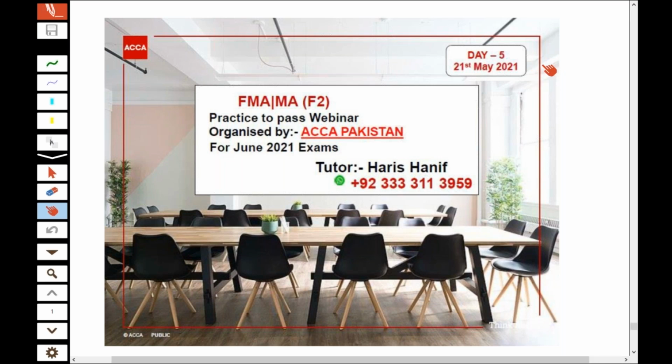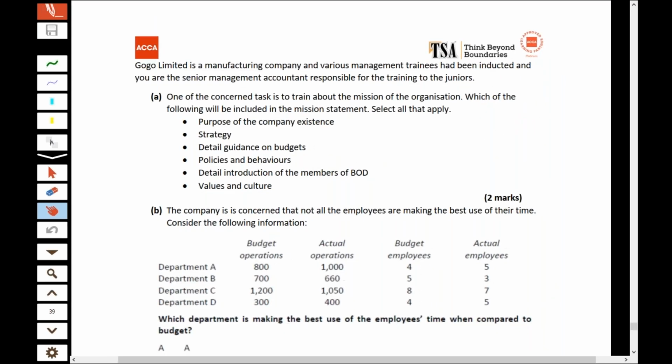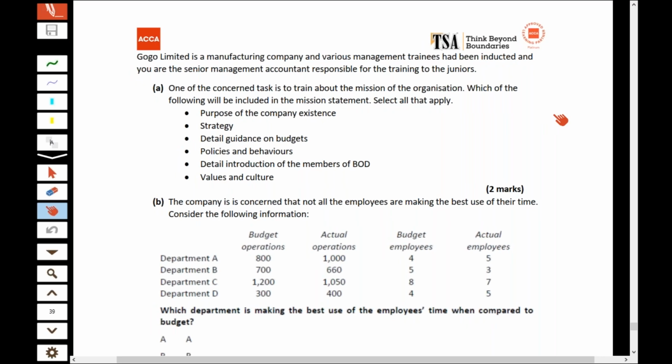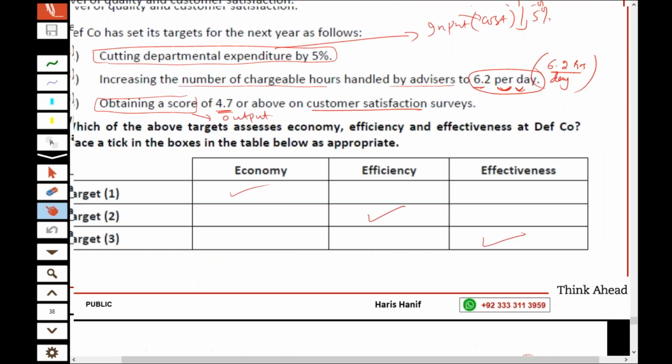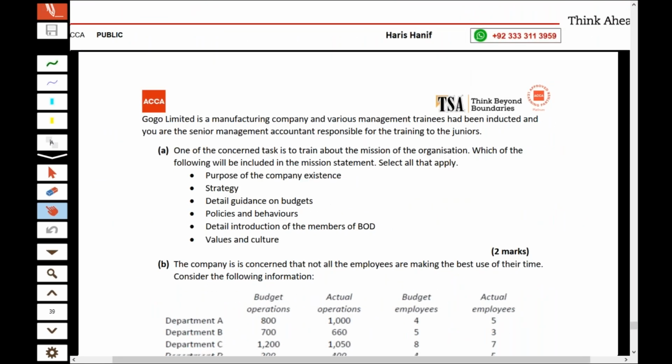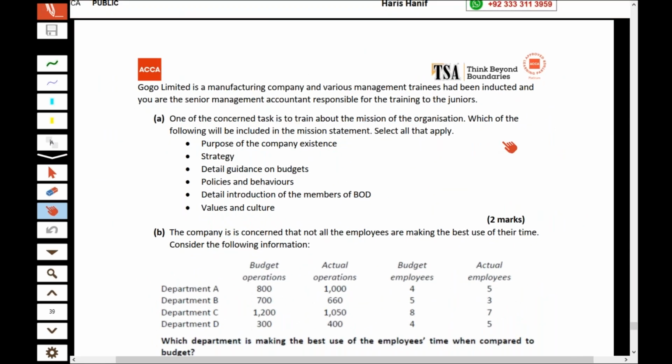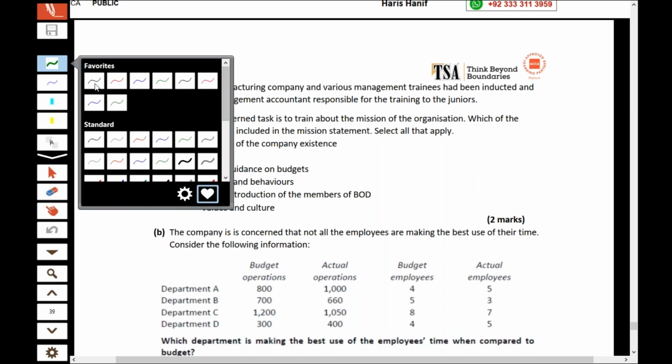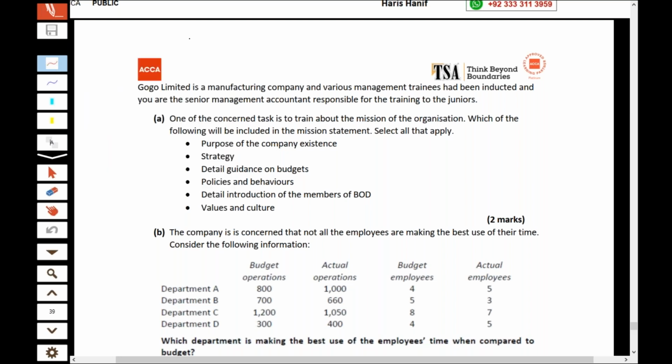Yesterday, on day 4, a case-based OTQ was remaining, and I gave you this OTQ as an assignment. If you remember, the topic was performance measurement. So today's webinar is going to resume from the case-based OTQ of the performance measurement area.